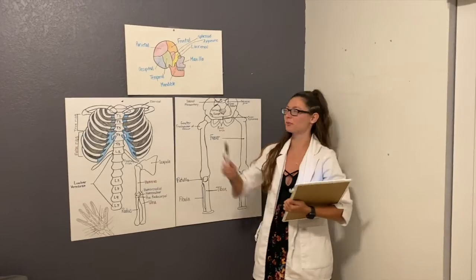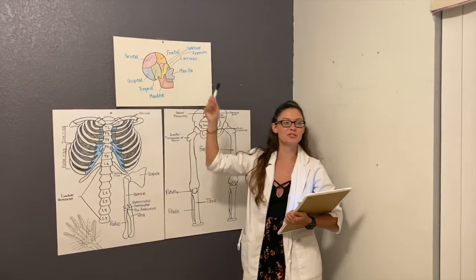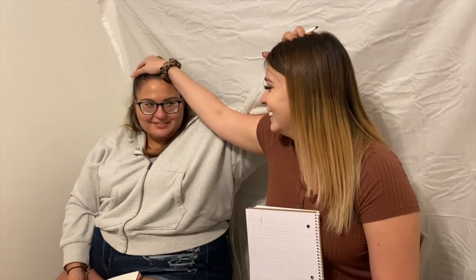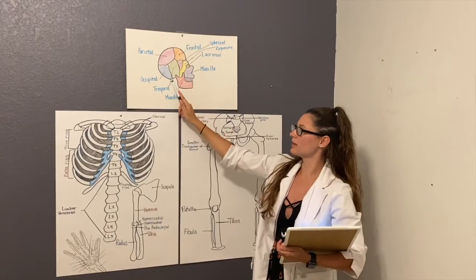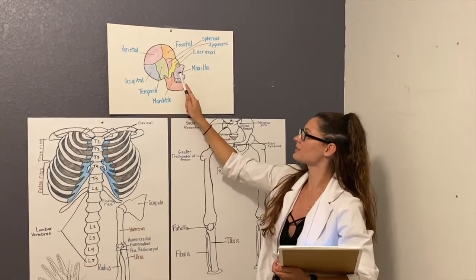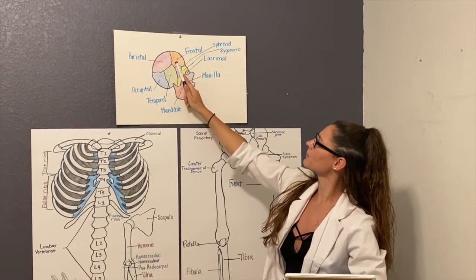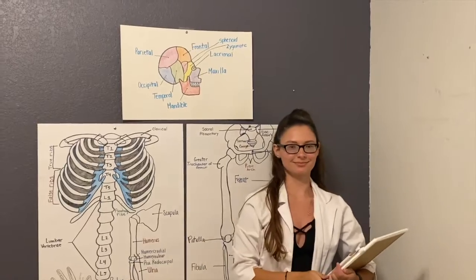But we're going to start with the top of the head, which is known as the skull. Can everyone touch their head? Parietal ridge, the occipital bone, the temporal, the mandible, the maxillary, the lacrimal, the zygomatic, the xiphoid, and the frontal. Oh, Miss Pagoulatos, that's a lot of bones.